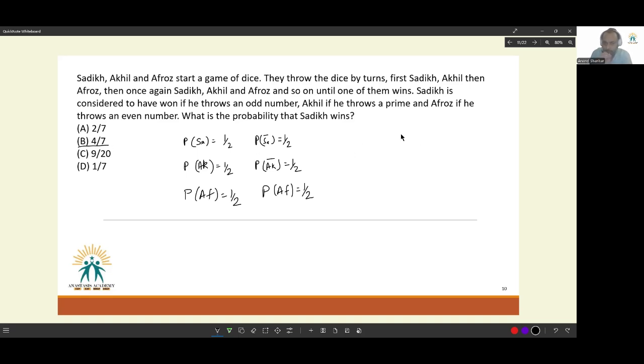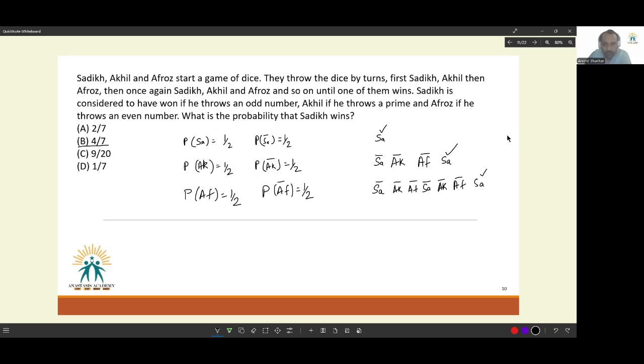Otherwise, if you want to calculate it precisely mathematically, you can see either Sadiq wins. In this case, he wins. Another case, he wins. First time Sadiq loses, then Akhil loses, then Afroz loses, and then Sadiq wins. Another case could be Sadiq loses, Akhil loses, Afroz loses, Sadiq loses again, Akhil loses again, Afroz loses again, then Sadiq wins, and so on. Multiple cases can be generated.